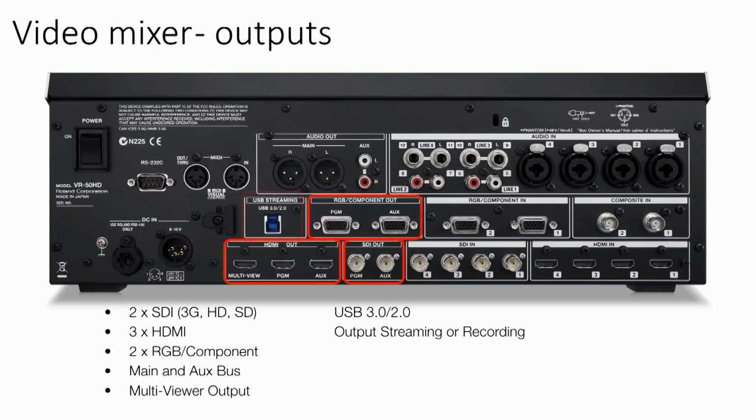As the outputs, we have 3 HDMI outs, one of them is a multi-view, and then there's a program and an aux out, and then there's 2 SDI outs and 2 RGB/component outs. And lastly, as we mentioned, it has USB 3.0 and USB 2.0. So that's great, again, for recording or going to a content delivery network that might already have a software encoder built into it. So we've talked about a couple of different products.